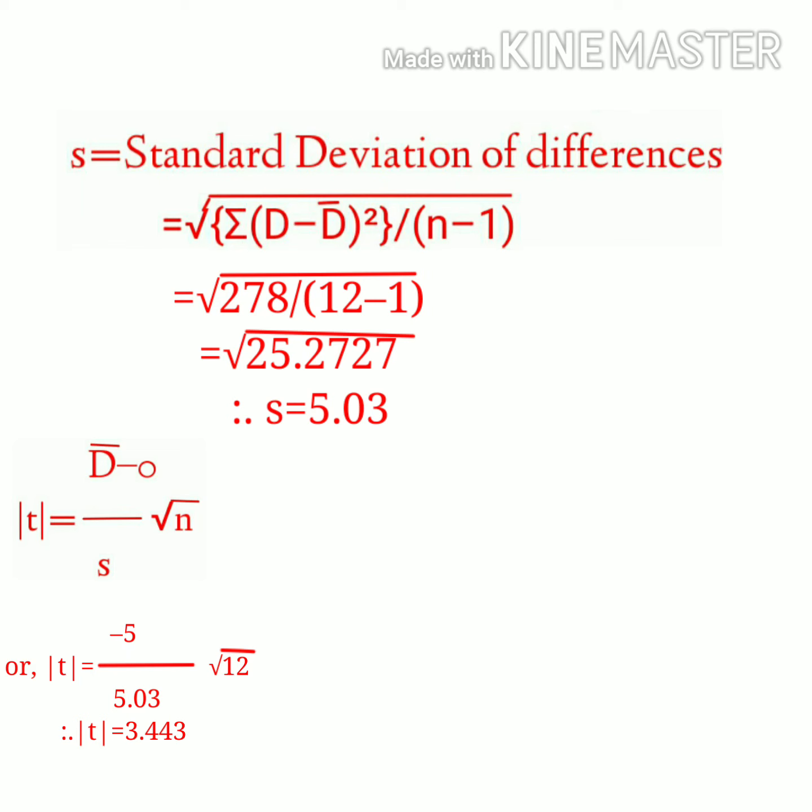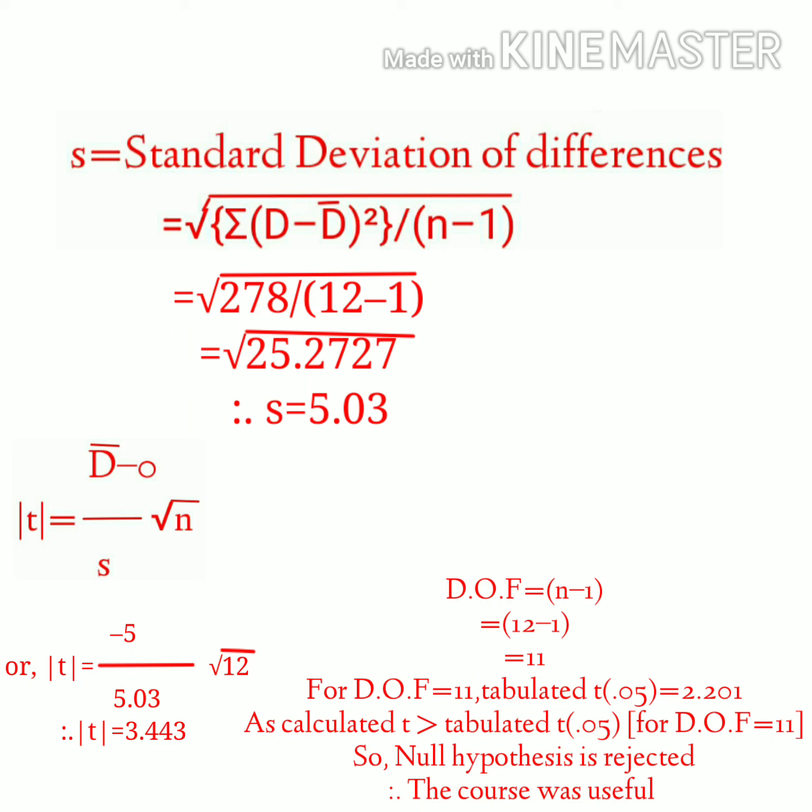As you know, t is in the modulus sign, so the value of t will never become negative. Clear? So now you will have to calculate degrees of freedom. Here the degrees of freedom is n minus 1. So we get 12 minus 1 equal to 11. So for degrees of freedom 11, the tabulated t at 5% level of significance is 2.201. But the calculated value of t is 3.443. So as the calculated t is greater than the tabulated t at 5% level of significance for 11 degrees of freedom, the null hypothesis is rejected. So the course was useful.